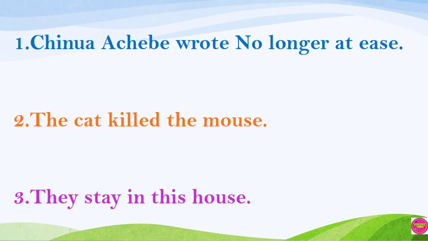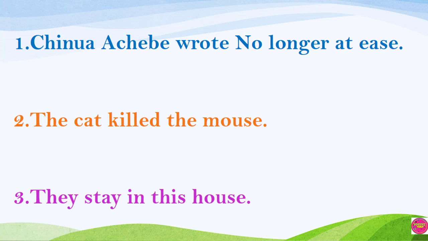Example 1. Chinua Achebe wrote, "No Longer at Ease." To determine the subject of this sentence, let's ask ourselves, who or what performed the action in the sentence? Who wrote "No Longer at Ease"? The answer is Chinua Achebe. So, Chinua Achebe is the subject of this sentence.